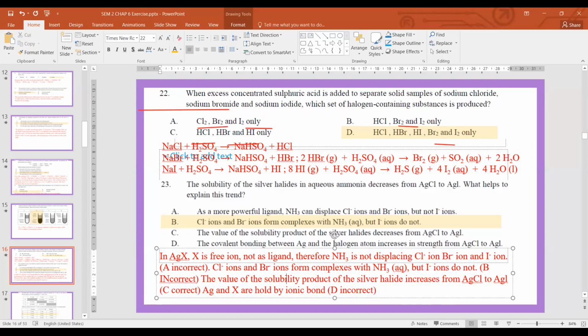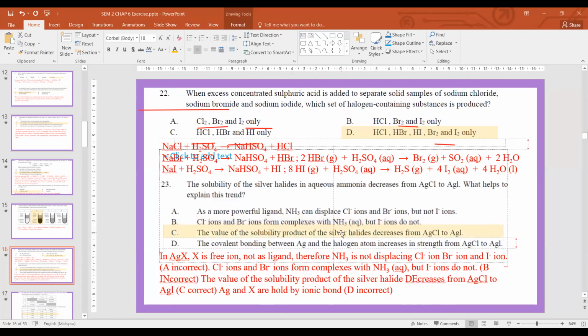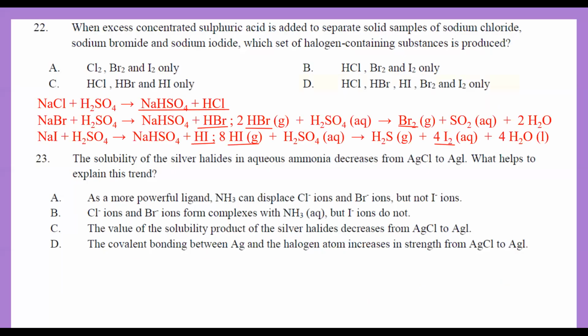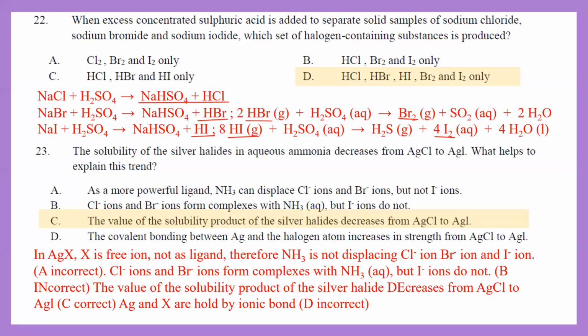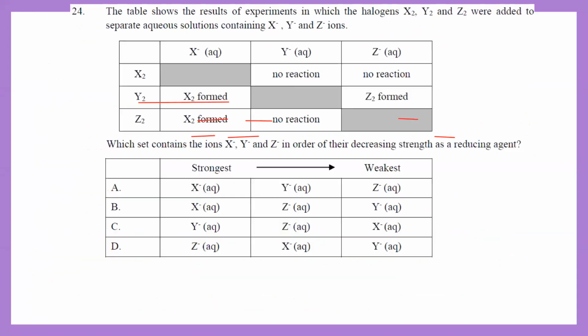Yes, that is why the solubility decreases in here. So C is correct. And then finally D, the covalent character of the bond between silver ions and the halogen increases. No, AgX is actually an ionic bond. So number 23 is C. Sorry for my mistake earlier. Then we go to question number 24.